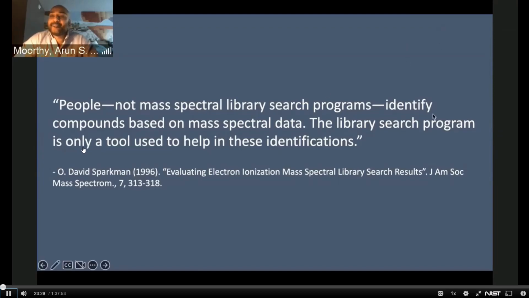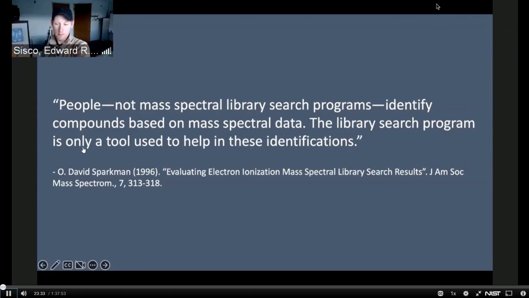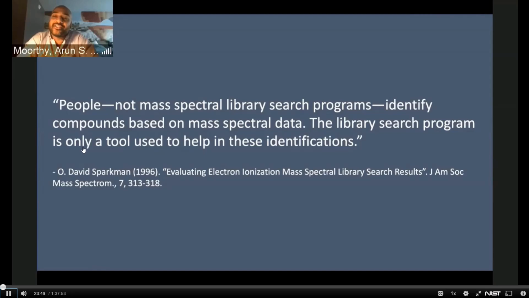Thanks, Arun. Maybe before we jump over there, we had two questions that popped up during your presentation. I think they're relatively easy to answer, but the first one is, do I buy the libraries directly from NIST? No. The quick answer is no. There are distributors that sell the library. We have a list of distributors on chemdata.nist.gov, but you can shoot us an email and we'll let you know who is available to buy.